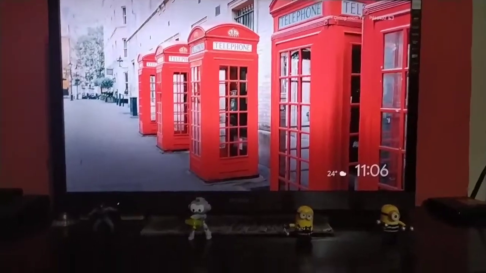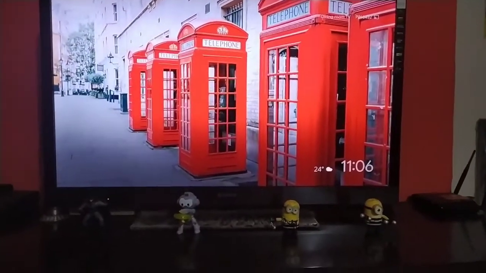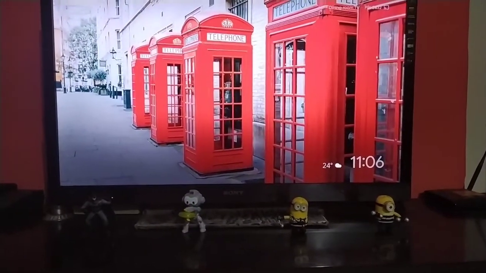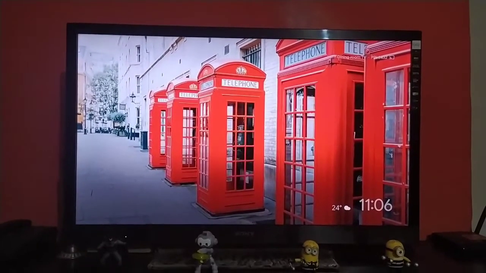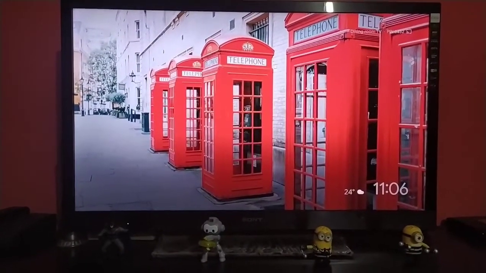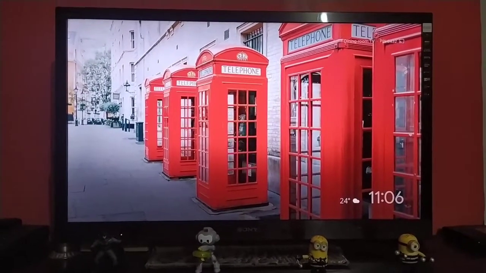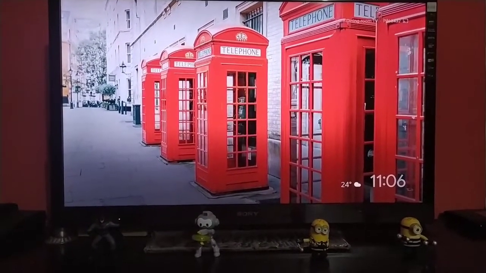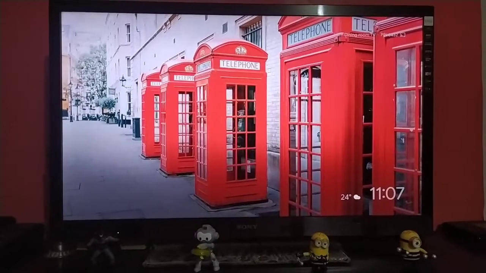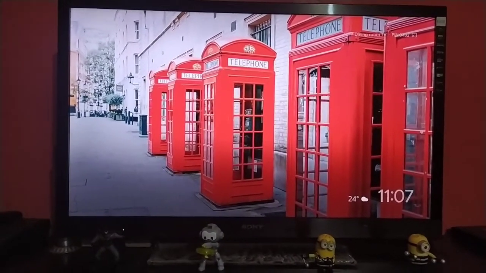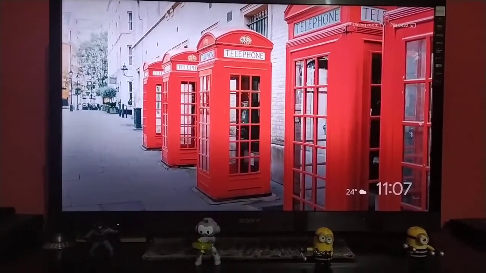So guys, this was all about the various resolutions. We also have 8K, but there are not many displays nowadays. You might have heard about QLED screens having 8K resolution. But what I think is 4K is more than enough. Even 1080p resolution is more than enough.